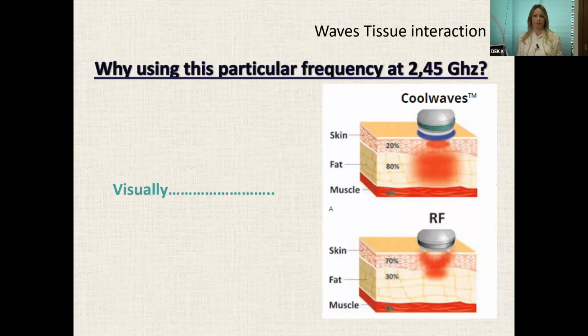With RF, with radio frequency, the opposite happens. So all the energy remains in the skin layer, and only 30% can go down. But remember that when we use radio frequency, the maximum temperature on the skin could be, I don't know, 40, 42 degrees. So can you imagine the temperature in fat could be, I don't know, 38 degrees, not enough to cause damage to adipocytes.